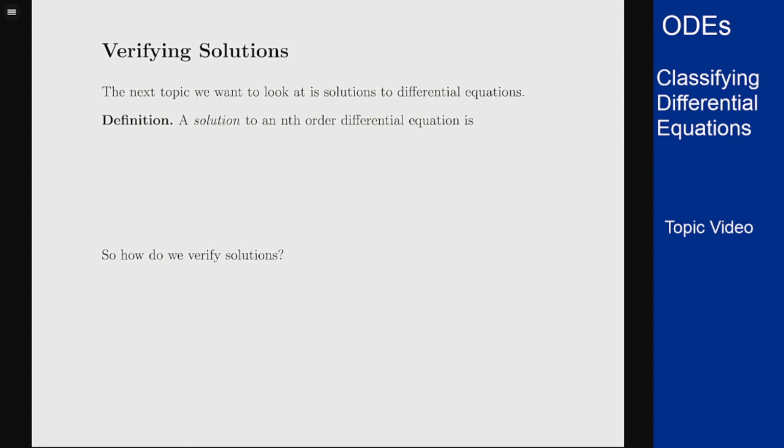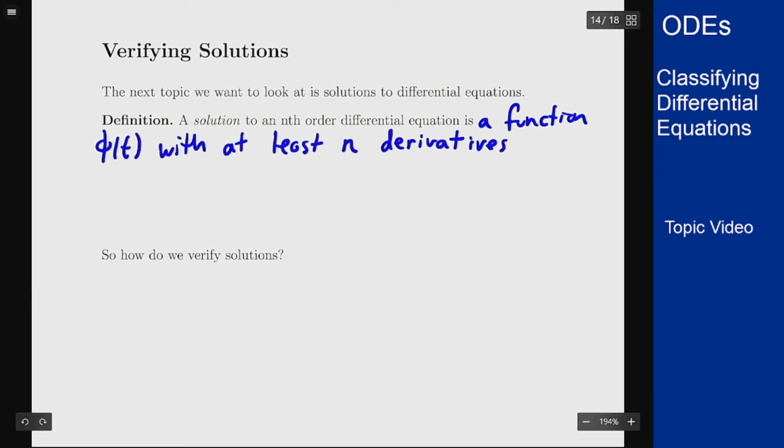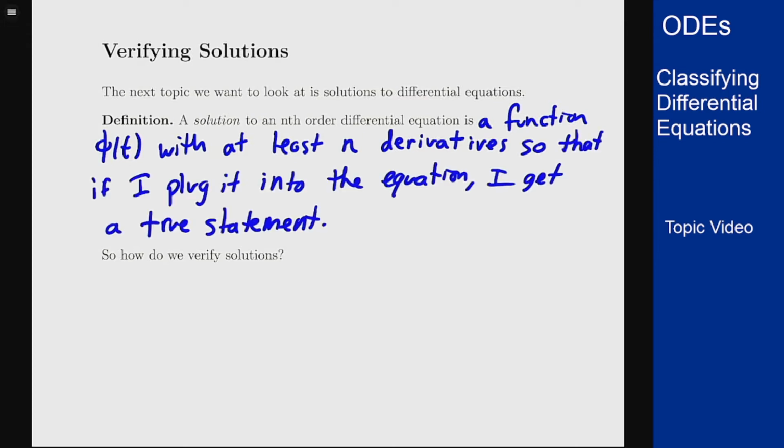So it's a function, which I'll call phi of t, with at least n derivatives, that if I plug it into the equation, I get a true statement. Less formally, it is a function that solves the equation when I plug it in. Right? How do you verify that a number x solves an algebraic equation? Well, you plug it in and see if it solves it. The same thing goes here.